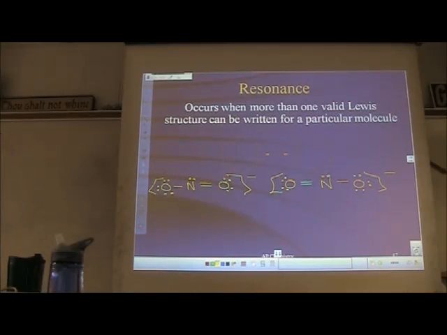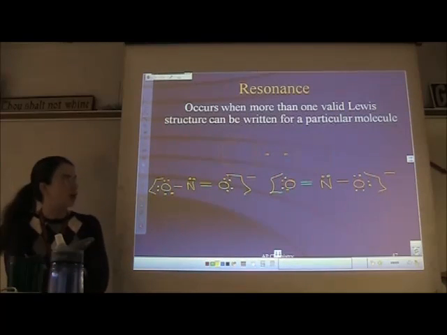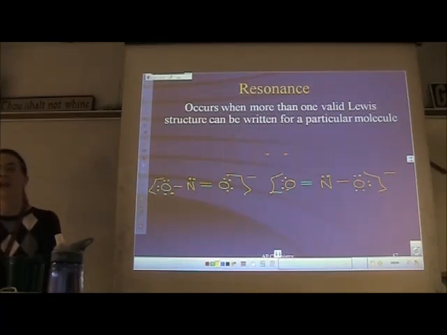Nitrite, the polyatomic ion nitrite, NO2-. I want you to look at those two drawings and please tell me which one is correct and which one is incorrect. They're both correct. Aha! What's the difference? Where the double bond is, whether it's drawn on the left or the right.